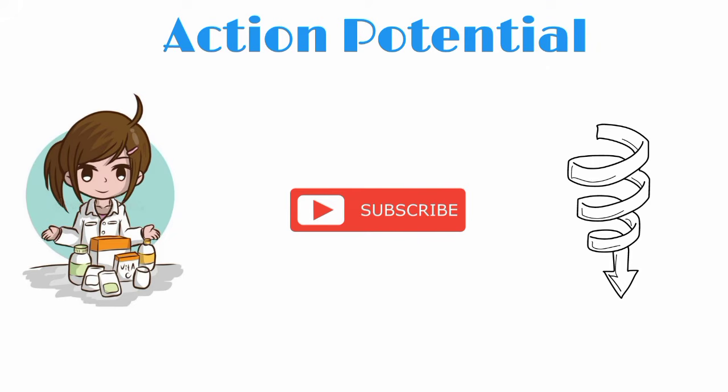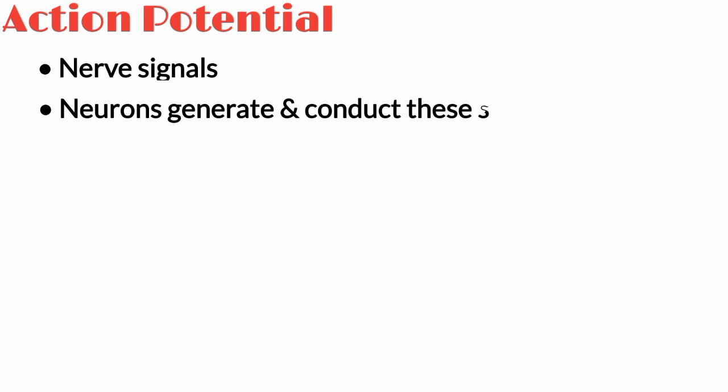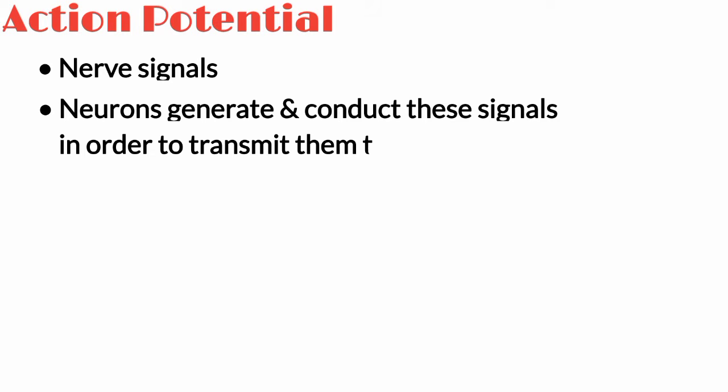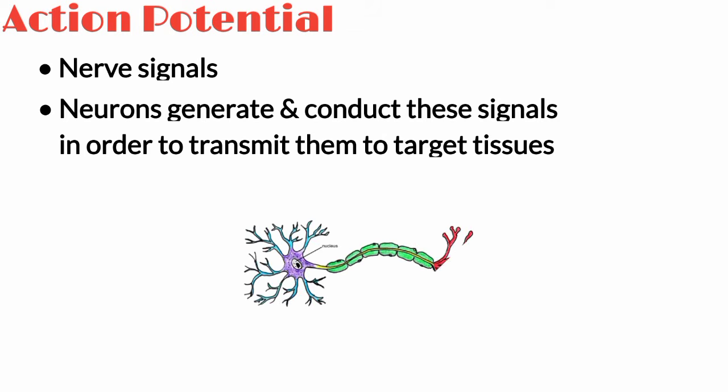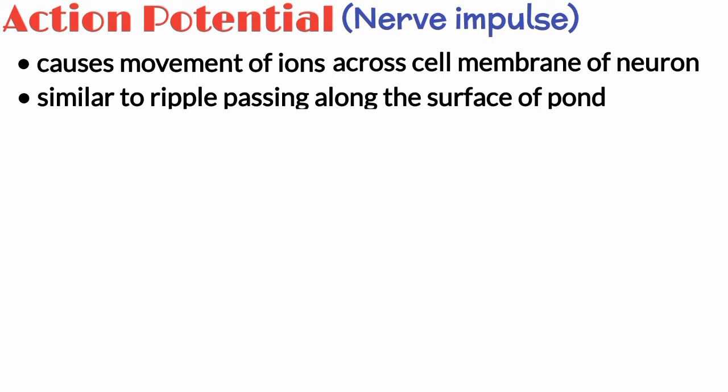Moving towards my topic, that is action potential. In simple words, action potentials are nerve signals. Neurons generate and conduct these signals along their processes in order to transmit them to the target tissues. An action potential or nerve impulse causes a movement of ions across the cell membrane of a neuron, similar to a ripple passing along the surface of a pond.